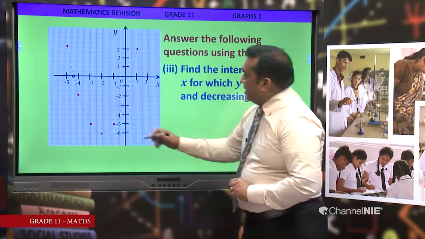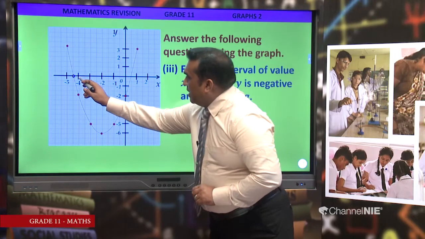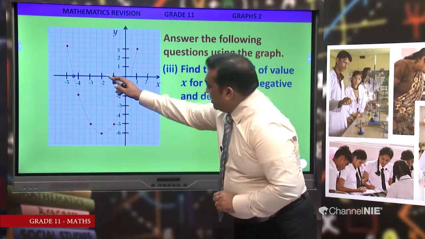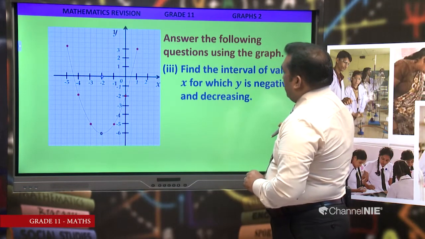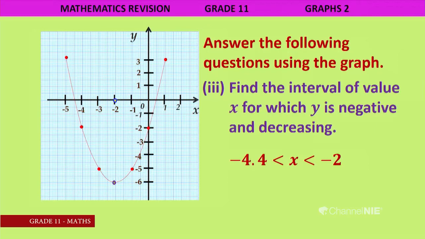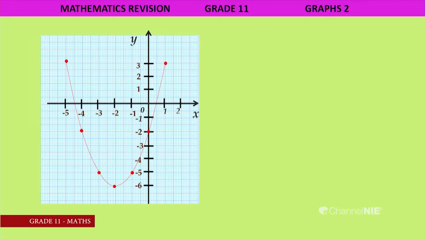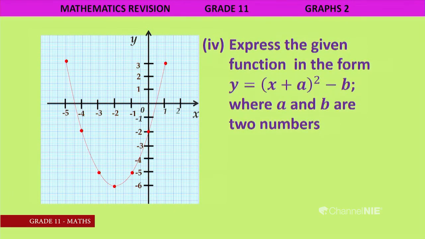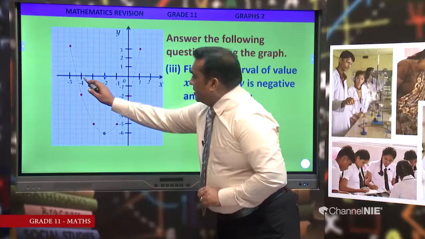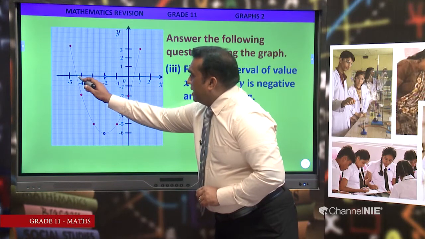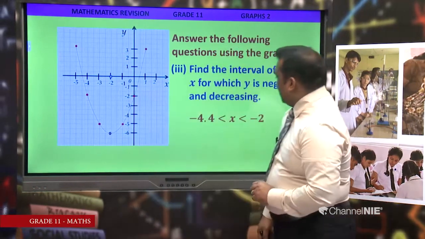Now, how to find out the range? Here you can see minus 4.4, and here directly minus 2. This is the range: minus 2 here, minus 4.4. Minus 4.4, right? This is the range, 1, 2, 3, 4, minus 4.4, here minus 2.